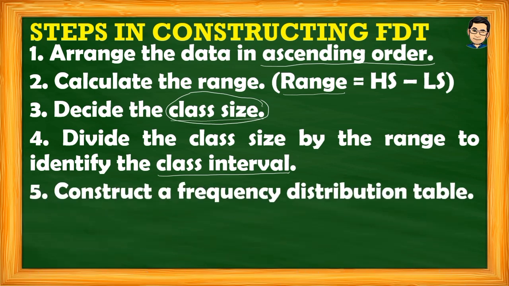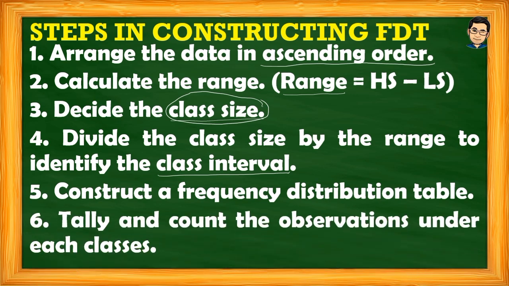And then, after nating makuha yung class interval, that is the time that we can construct a frequency distribution table. And then, tally and count the observations under each class. So, kapag meron na tayong class interval at meron ng table, mag-i-start tayo ng counting para makuha natin yung mga classes dun sa pinakamababa.